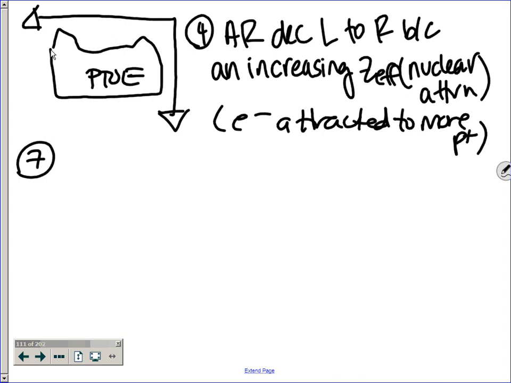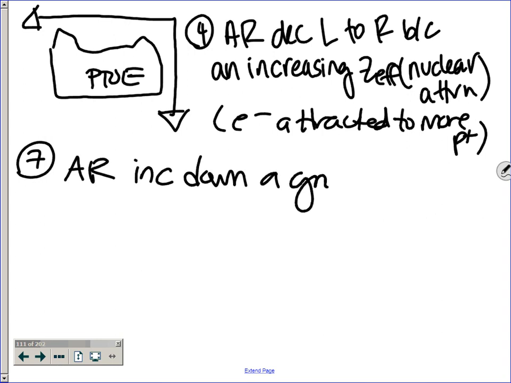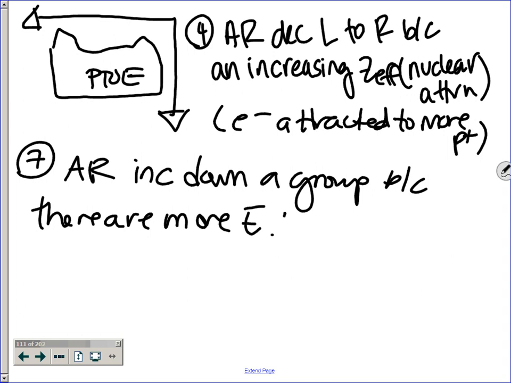So I want to add in one more term. Let me start with what you guys have said so far. Atomic radius increases down a group because there are more energy levels. If I put EL, do you know that means energy levels? Okay. And one more factor.